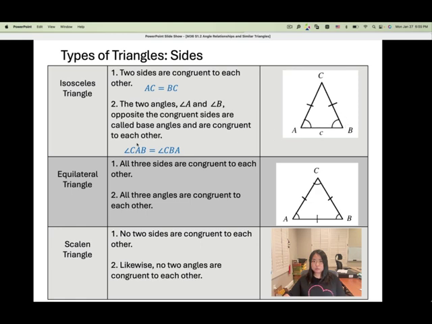Remember that we only look at the middle one. Angle A will be equal to angle B, and we call this an isosceles triangle. Okay, two sides are equal, so two base angles are equal. Another one, equilateral. All three sides are congruent to each other. That means AC equal to side BC equal to side AB. You're going to see the marks here, meaning these three sides are equal to each other. Since three sides are equal to each other, all three angles are congruent to each other. So angle A equal to angle B equal to angle C. This is called an equilateral triangle.